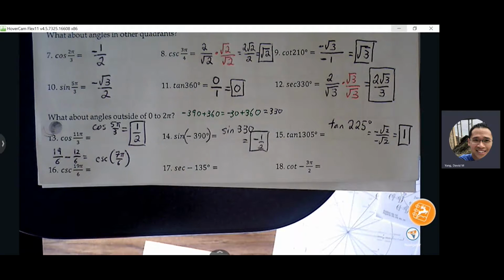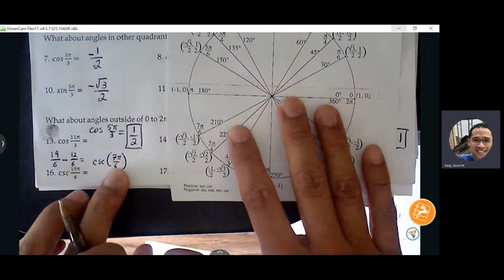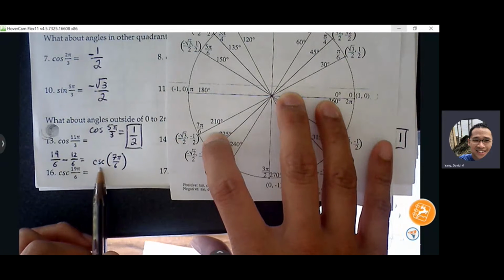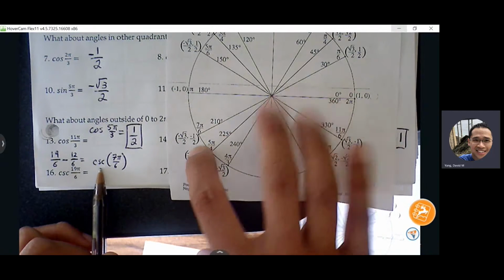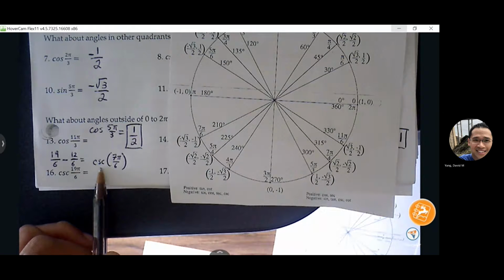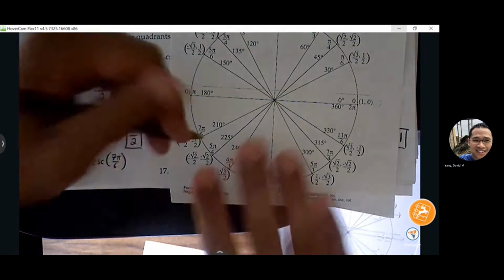We should be able to recognize that as something we see in the unit circle. That's going to be in the third quadrant. 7 pi over 6, cosecant is related to the sine. Sine is the y value. So what do we do with that y value? Flip it. So what happens if I flip negative 1 half? Negative 2.